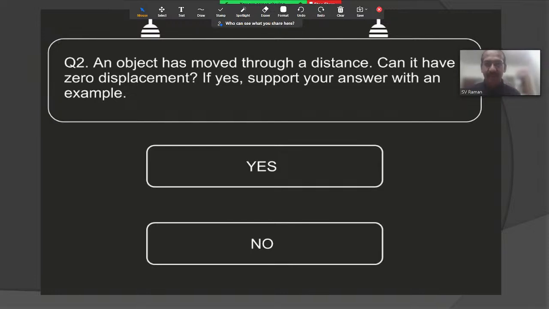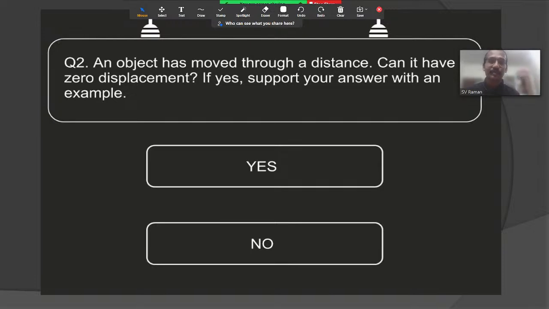Second question. An object has moved through a distance. Can it have a zero displacement? If yes, support your answer with an example. Repeating the question again: an object has moved through a distance. Can it have a zero displacement? If yes, support your answer with an example.